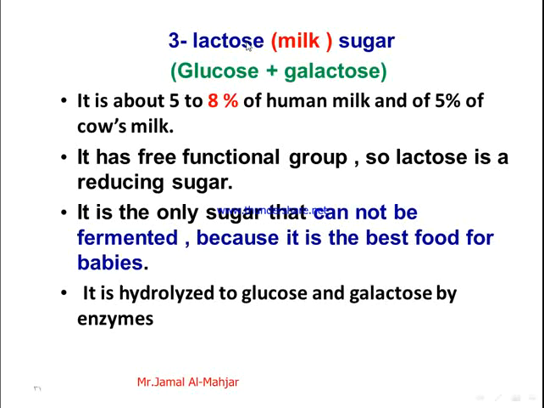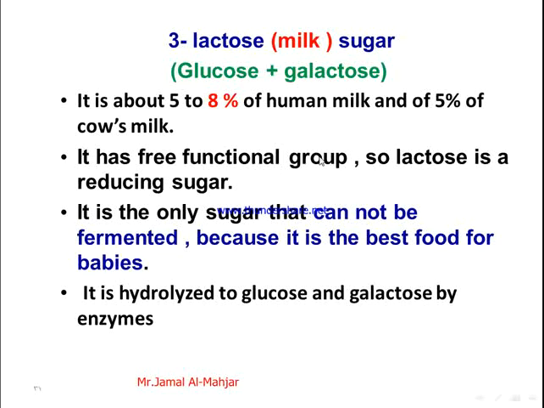The third one, we call it the lactose or milk sugar. It contains glucose and galactose. It is present in human milk, the mother's milk, at a percentage from 5 to 8%. But in the cow's milk, it is 5%. So a large amount is in human milk, the mother's milk. It is sweeter than the cow's milk, because it contains a large amount of lactose.